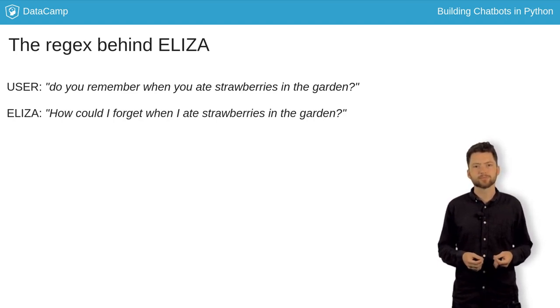Part of what makes this example so compelling is the subject. We are asking about memories, which we associate with our conscious minds and our sense of self. The memory itself of eating strawberries in the garden invokes powerful emotions. But if we pick apart how this response is generated, we see that it's actually quite simple.